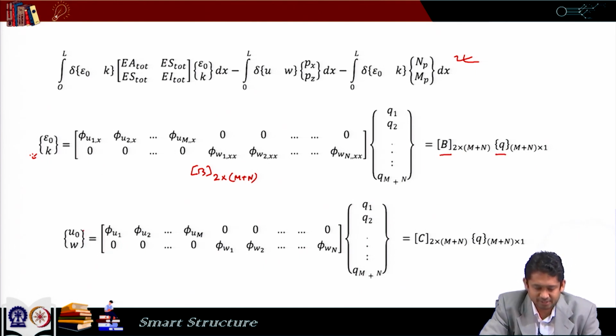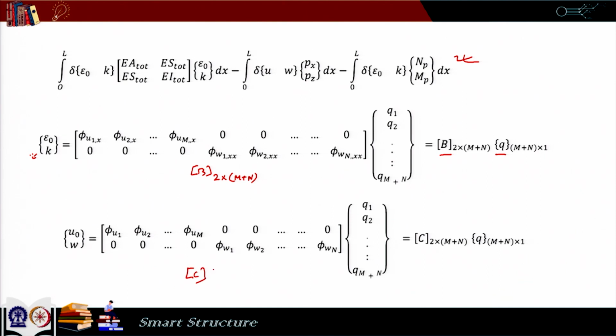Similarly, let us define another column U 0 W and then write it in this form. So, this 2 by m plus n matrix is called C matrix. So, we are using C multiplied by Q, and that is giving me the epsilon U 0 W vector.